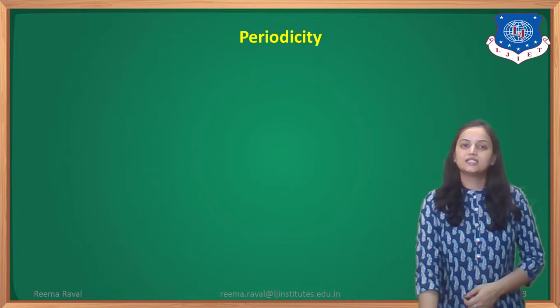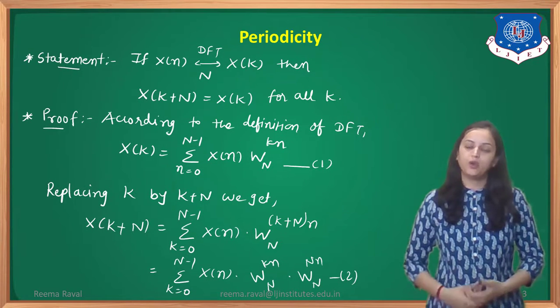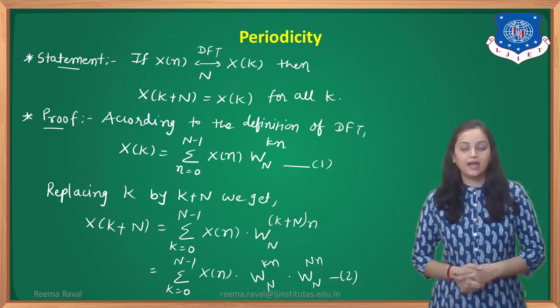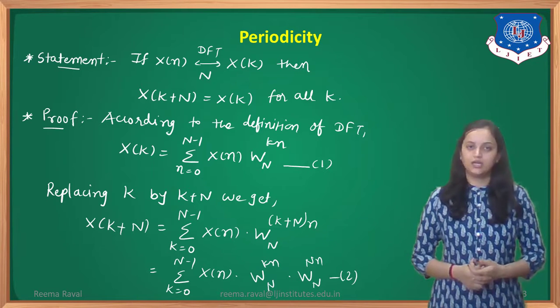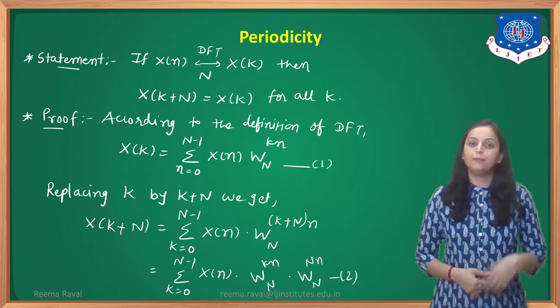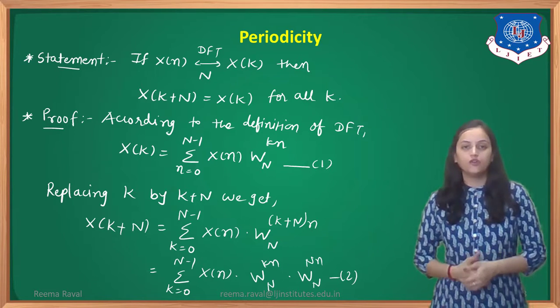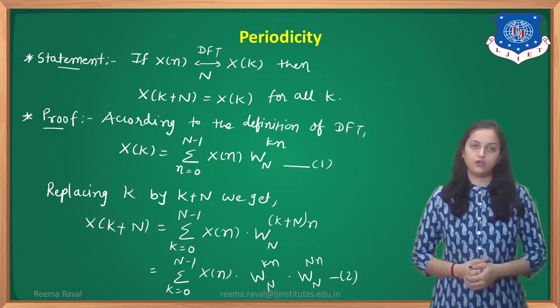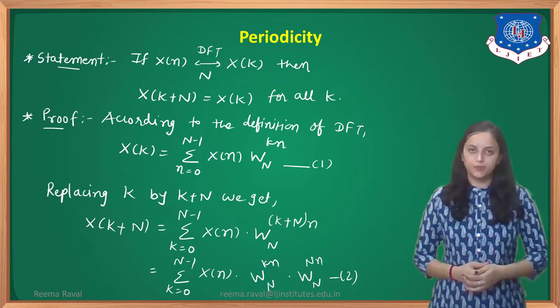First of all, let us see the statement part of periodicity property. As you can see over here, the statement says that if x of n's discrete Fourier transform is X of k, then X of k plus N equals X of k for all values of k. This is the definition or statement of periodicity. Now let's prove this property.